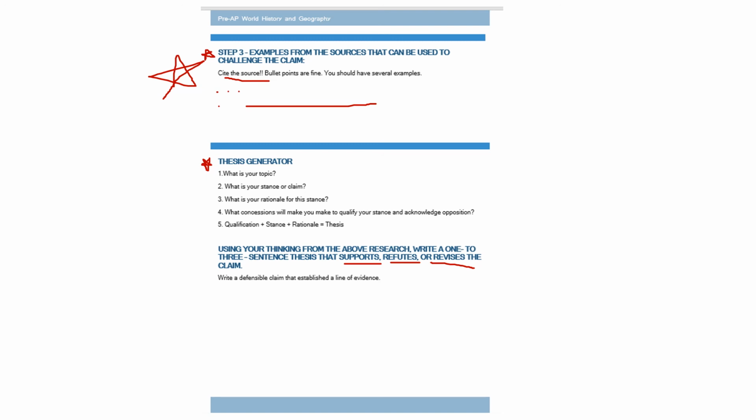You also have the option to revise it, meaning some of the claim is true, you're going to alter it a little bit by adding to it, taking away from it, right? But you need to use your evidence. So you're going to write a defensible claim that establishes a line of evidence, okay? This claim needs to be uploaded into Canvas. It is an assessment, so it's like a quiz, and you need to take your time and do your best, okay? Message me for questions.